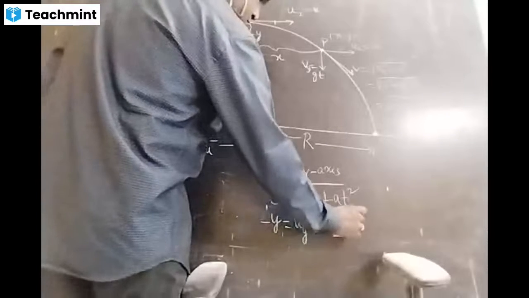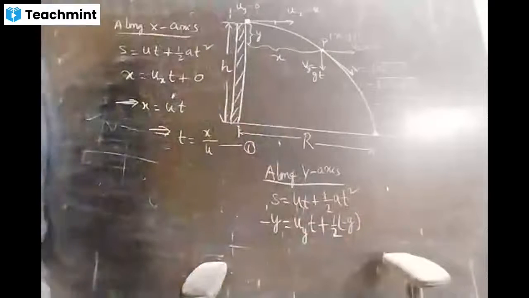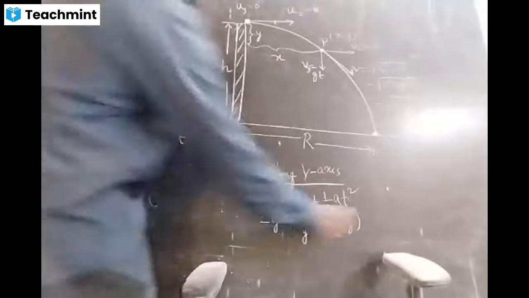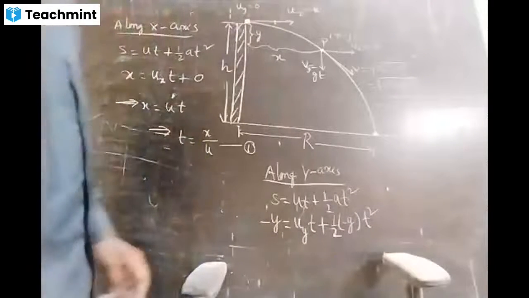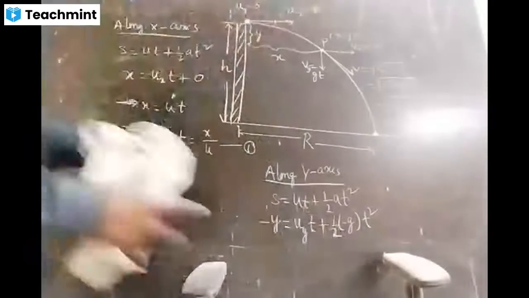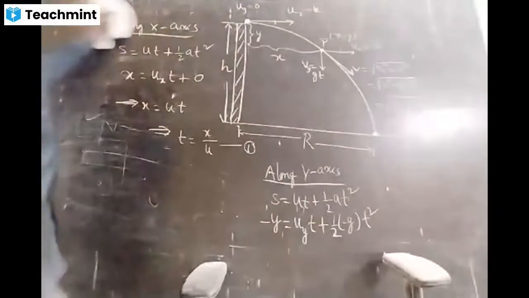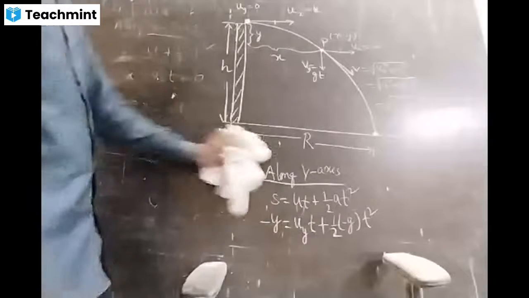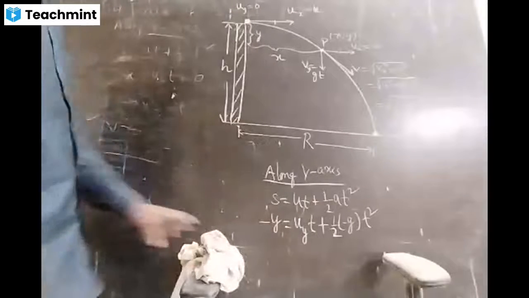Minus g, because acceleration due to gravity always acts vertically downwards. Minus g into t square. Now what I will get, let me write here. So finally I will get minus y is equal to, I got the equation.